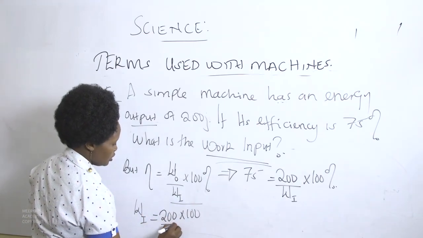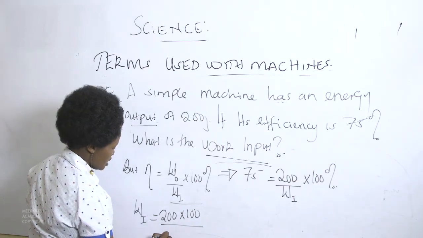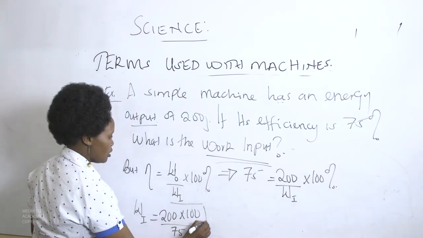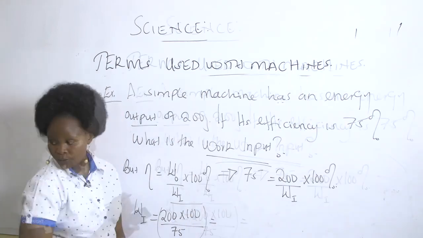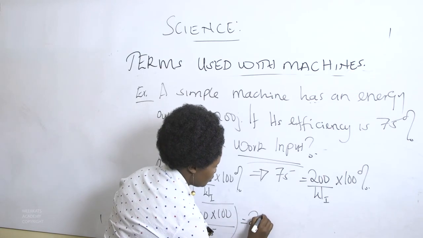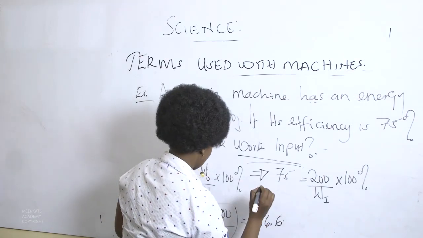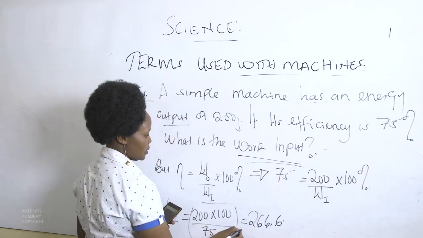If we try and make work input the subject of our formula, now the equation changes to work input is equal to 200 times 100, and this we divide by 75. And the work input will be 266.6.